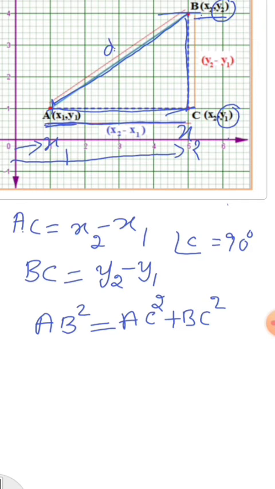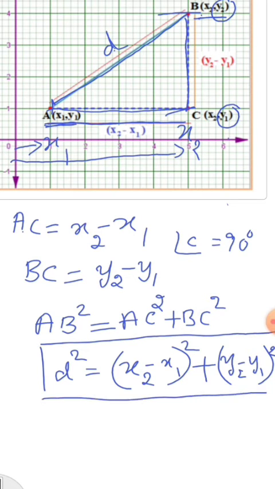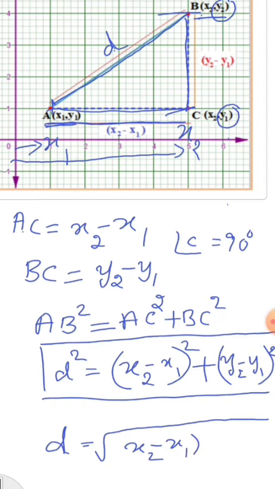Now just substitute. Let the length of the given line be d. So d square is equal to (x2 minus x1) whole square plus, the value of BC is, (y2 minus y1) whole square. Now this is the distance formula. If you need the distance, then you have to take the square root. Then it becomes the square root of (x2 minus x1) whole square plus (y2 minus y1) whole square.